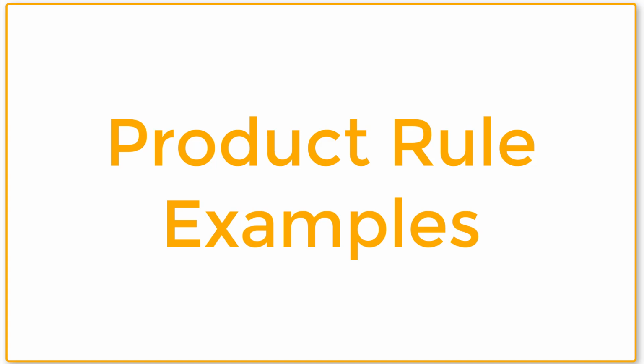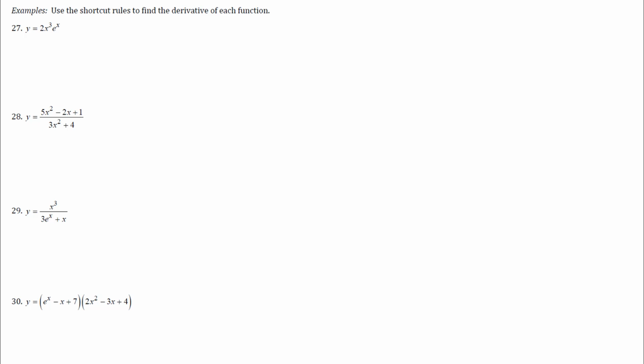Hi, in this video we're going to look at some examples of using product rule. So here on the screen you see a few different examples, and the first thing that we want to distinguish is which of these examples requires product rule. So remember that product rule is for finding the derivative of a product of two functions, right? So product, that's what we're looking for, two functions that are times each other.